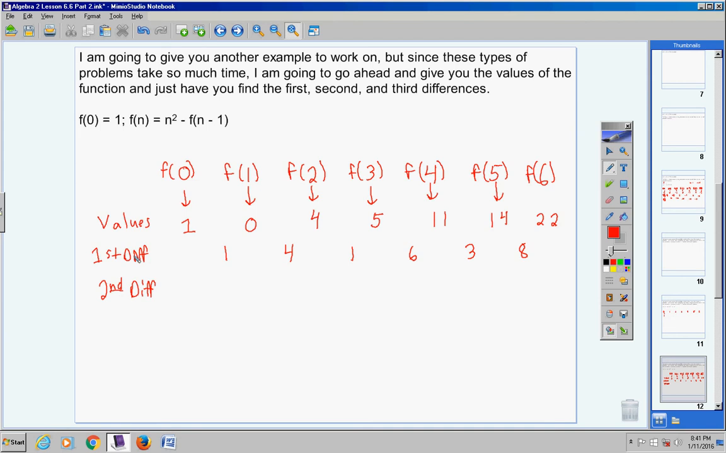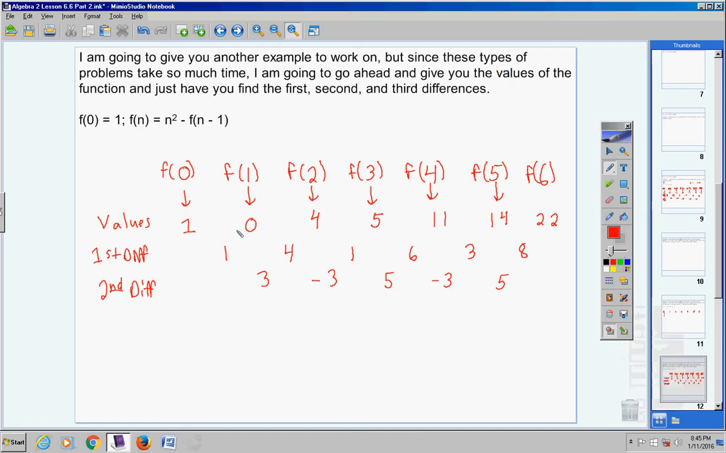That's DIFF in case you can't read that. Alright. 8 minus 3 is 5. Okay, students, moving on. Remember, go right to left. If I've been saying left to right, it was just right to left, starting at the right, going this way. So 8 minus 3 is 5. 3 minus 6 is negative 3. 6 minus 1 is 5. 1 minus 4 is negative 3. 4 minus 1 is 3. Okay, so there's my second differences.